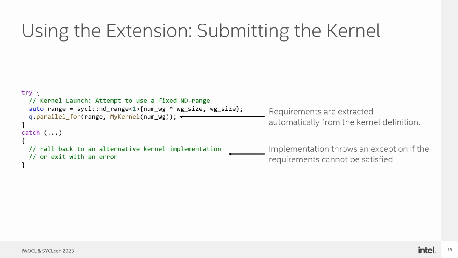And you'll notice that I wrapped the kernel launch in a try catch here. This is because the extension allows implementations to throw an exception if the requirements requested by a developer cannot be satisfied. It's up to applications to decide what they want to do in this case, but we expect many codes will provide some sort of slower fallback path rather than aborting execution completely.